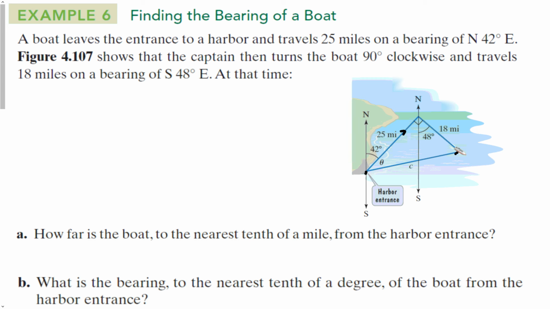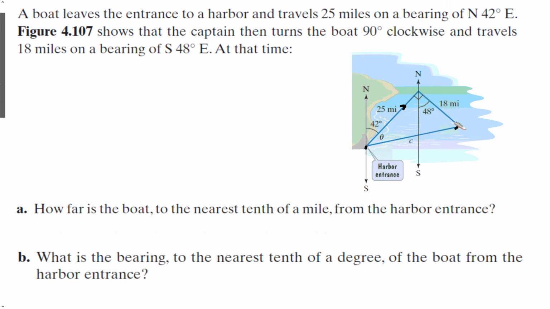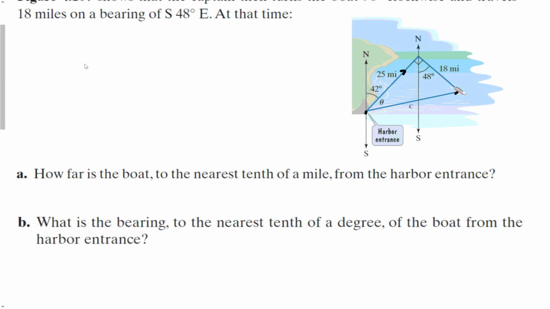So what is C? All right, well, what do we know? We know this side, we know this side. We do know two sides of a right triangle. So to find C, the distance to the harbor entrance, we can always use the Pythagorean theorem, which says that C squared is equal to A squared plus B squared.